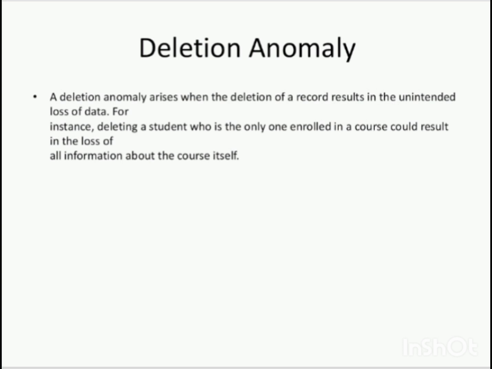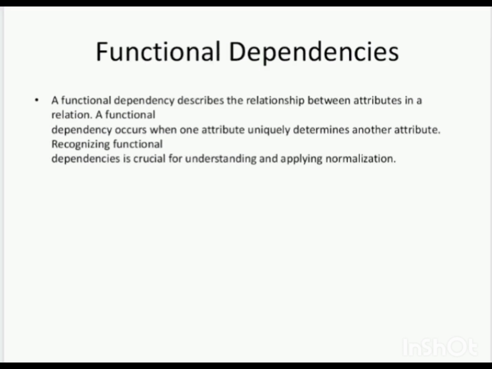Next, functional dependency. A functional dependency describes the relationship between attributes in a relation. A functional dependency occurs when one attribute's value uniquely determines another attribute. Recognizing functional dependencies is crucial to understanding and applying normalization.